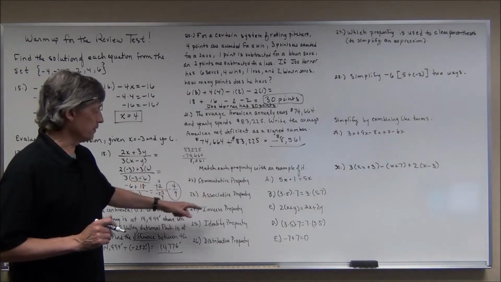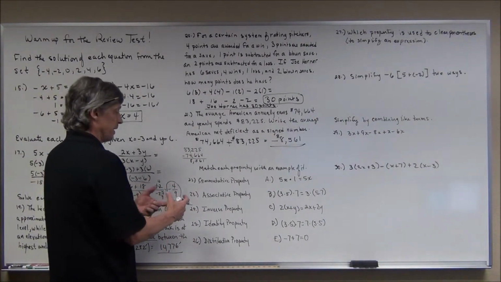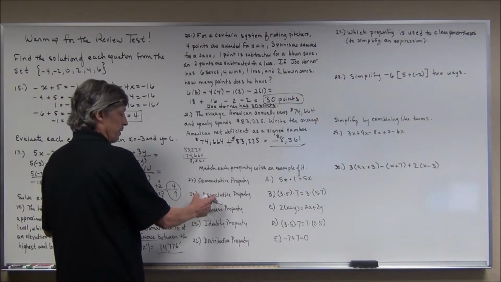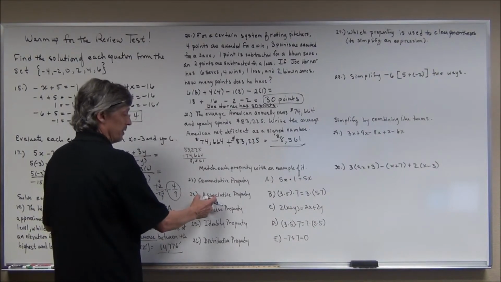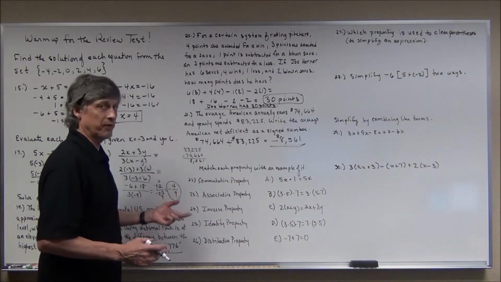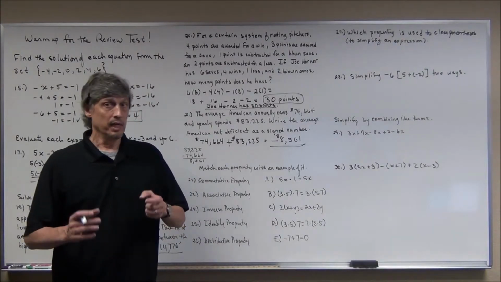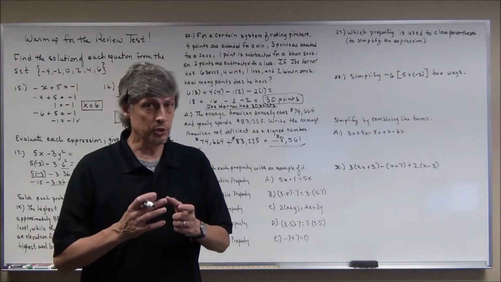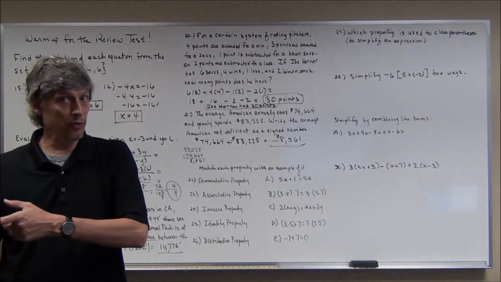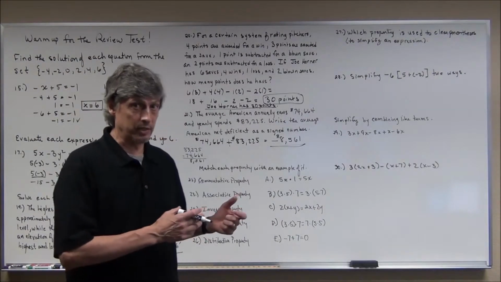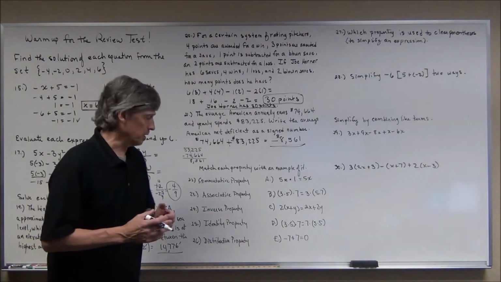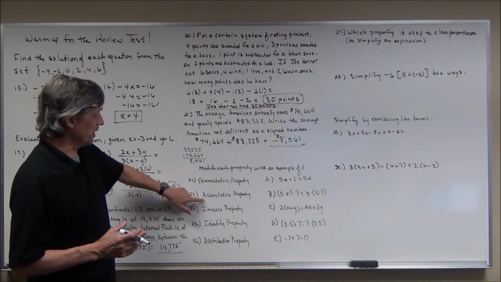The associative, to associate, means to kind of group together. All right, so you'll be looking for grouping symbols to help you identify that. And what it says is if you're adding or multiplying three numbers, it doesn't matter if you add the first two first and then add it to the third one, or you add the last two first and add it to the first one. Same thing with multiplication. So it's the way it's grouped together and associated.